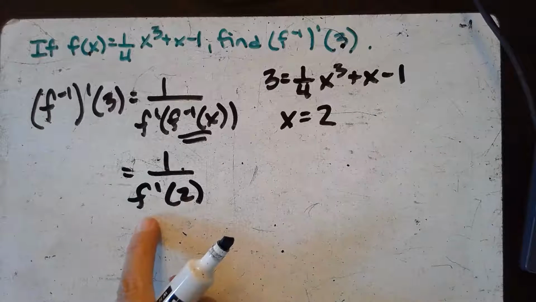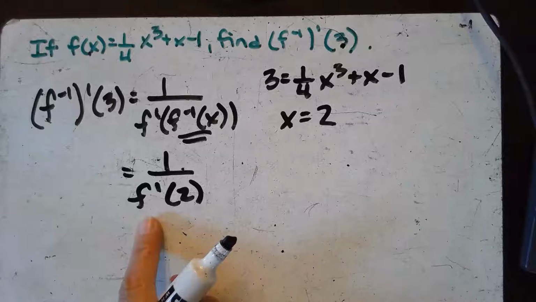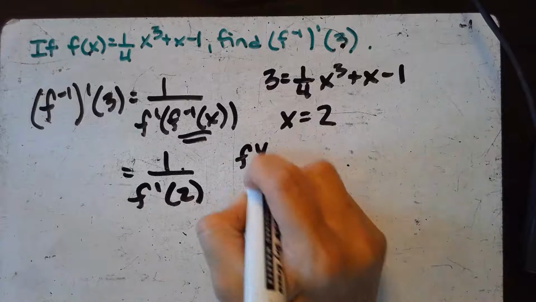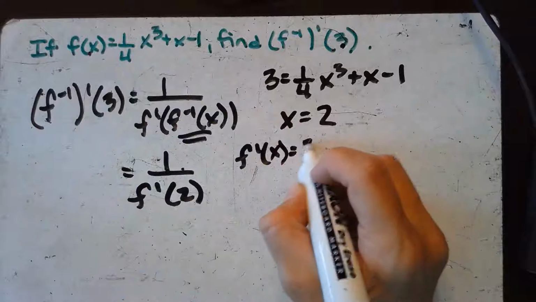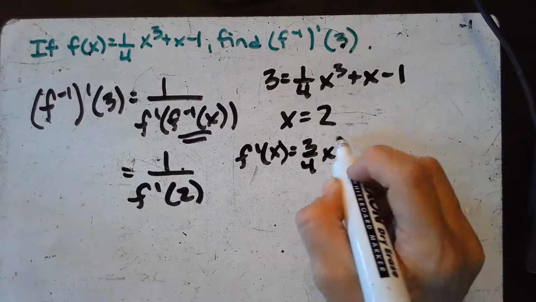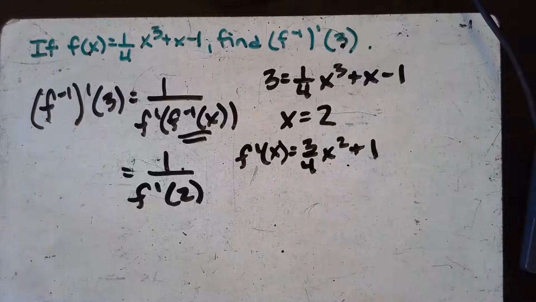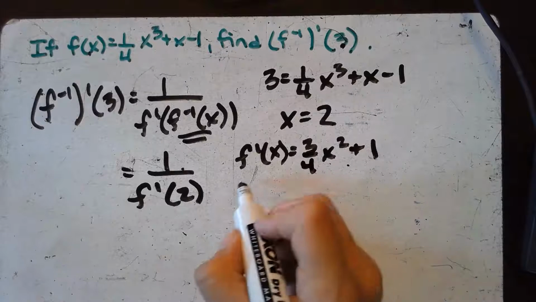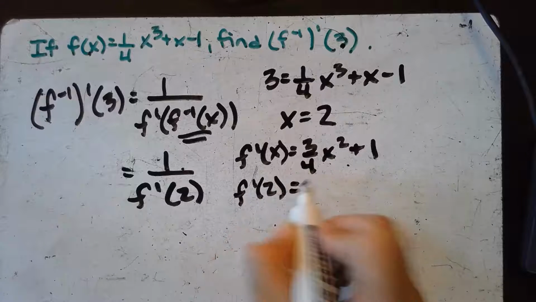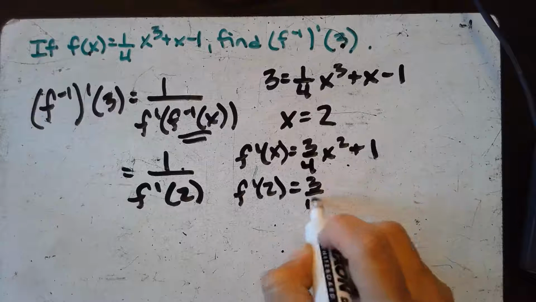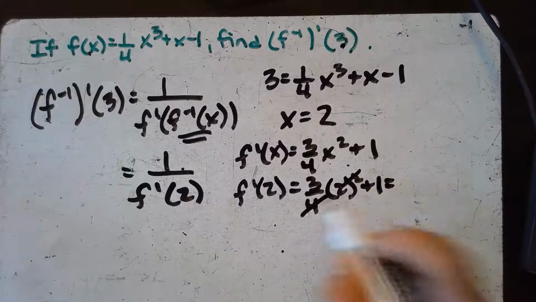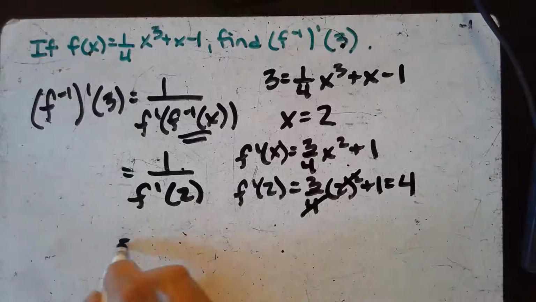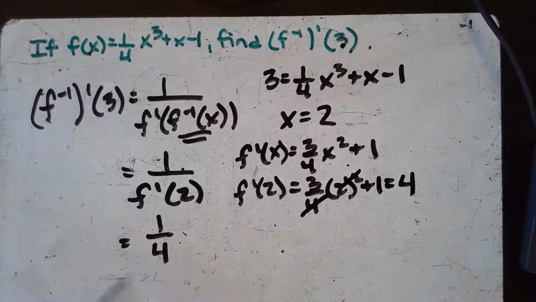So now all I need is the derivative of f. What's the derivative of f? That's going to be 3/4 x squared plus 1. Now I need to know what that value is at 2. So 3/4 times 2 squared plus 1. These are going to cancel, and I'm going to be left with 4. So this equals 1/4.